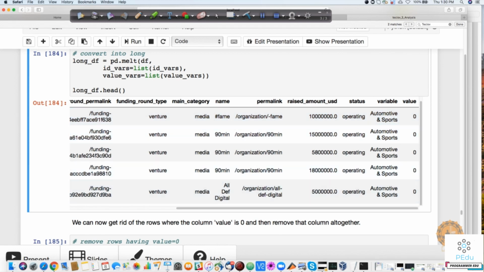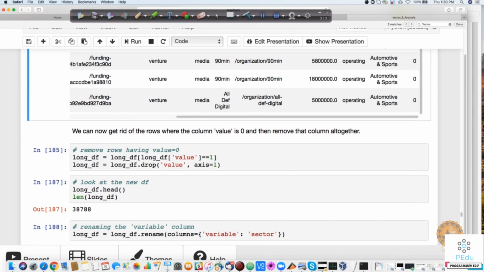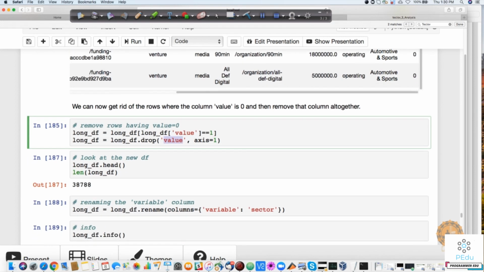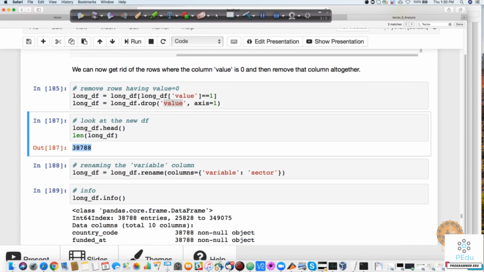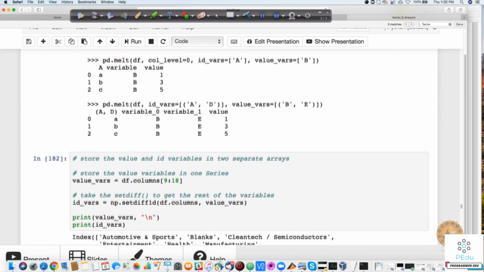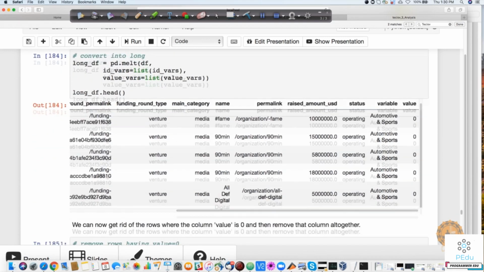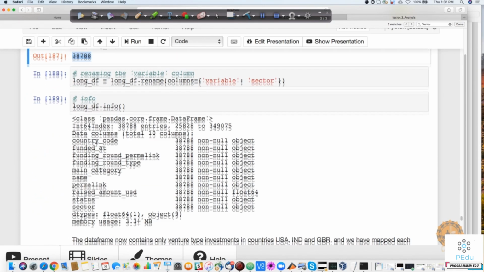So let's go and see that. So we have done it. Wherever the long value is 1, only those rows we need to keep. And we also remove the value column because we really don't need it. If you look at the length of it, you will notice that it is 38,788, which was my earlier S1. So that means we have exactly brought it to the same type. If you look at the data frame df from earlier and look at the length of it, that was also the same, right? So this is what your melt function has done.